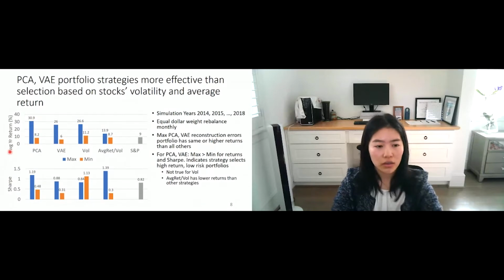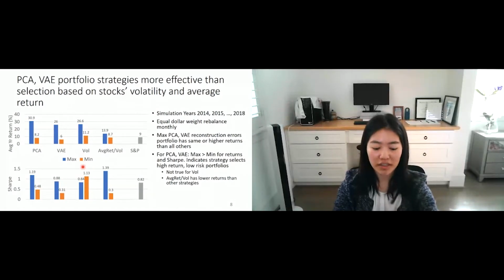And then when we look at each selection criterion, we look at the max and the min portfolio, and we want to compare the 2 because they're the 2 ends of the spectrum. So we want to see a big difference between the 2 of them, and we want to see one of them be better than the other in terms of yearly return and Sharpe. So we see that is the case for the PCA and VAE. The max reconstruction error is better than the min portfolio for returns and Sharpe.